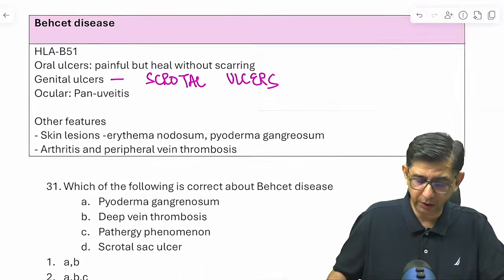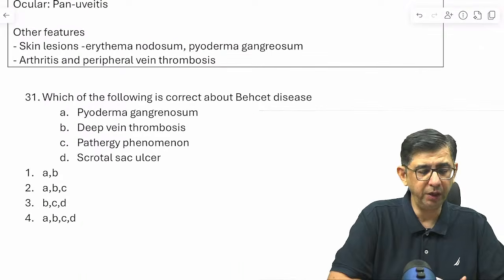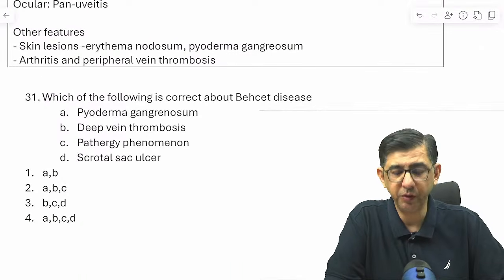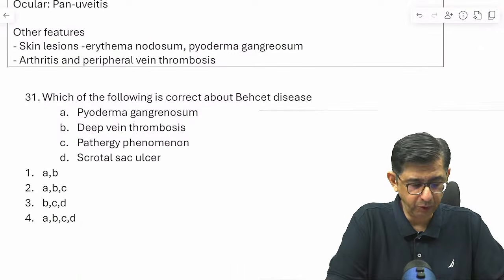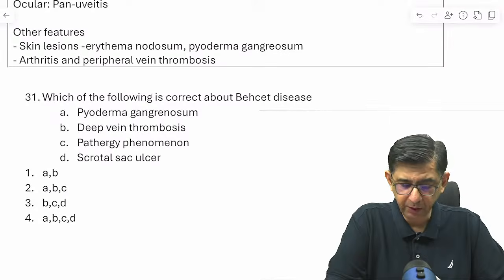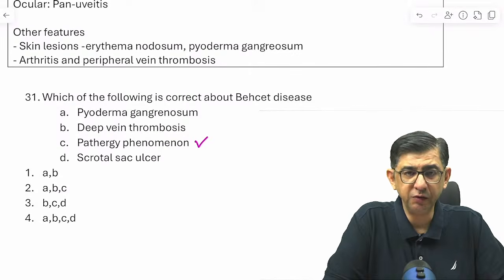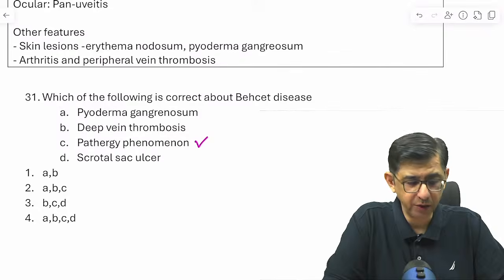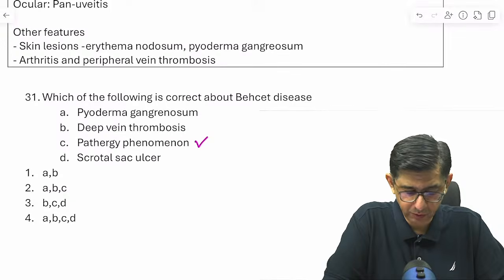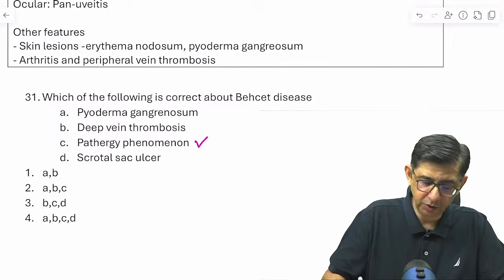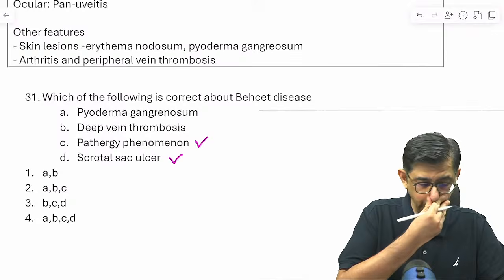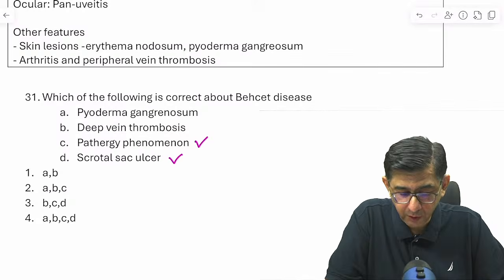So I put up a question to you guys at this moment. This would be the last one for today. Which of the following is correct about Behçet's disease? Yes, guys. The diagnostic manifestations are given. Pathergy phenomenon is very much there. The disease will be involving the veins also, so incidence of deep vein thrombosis will also be there. I'm waiting for your answers at the moment. Scrotal sac ulcer will be there. Yes, sir, all will be present in the patient.